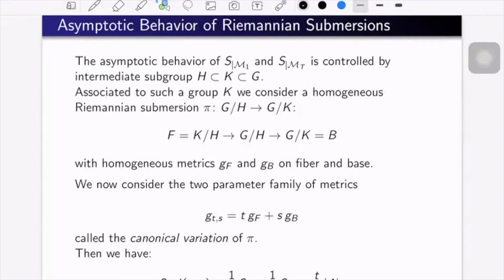But the fibers. Yeah. Sorry. I got confused with the notation. That's okay. And of course, this kind of construction produces many examples and counterexamples.